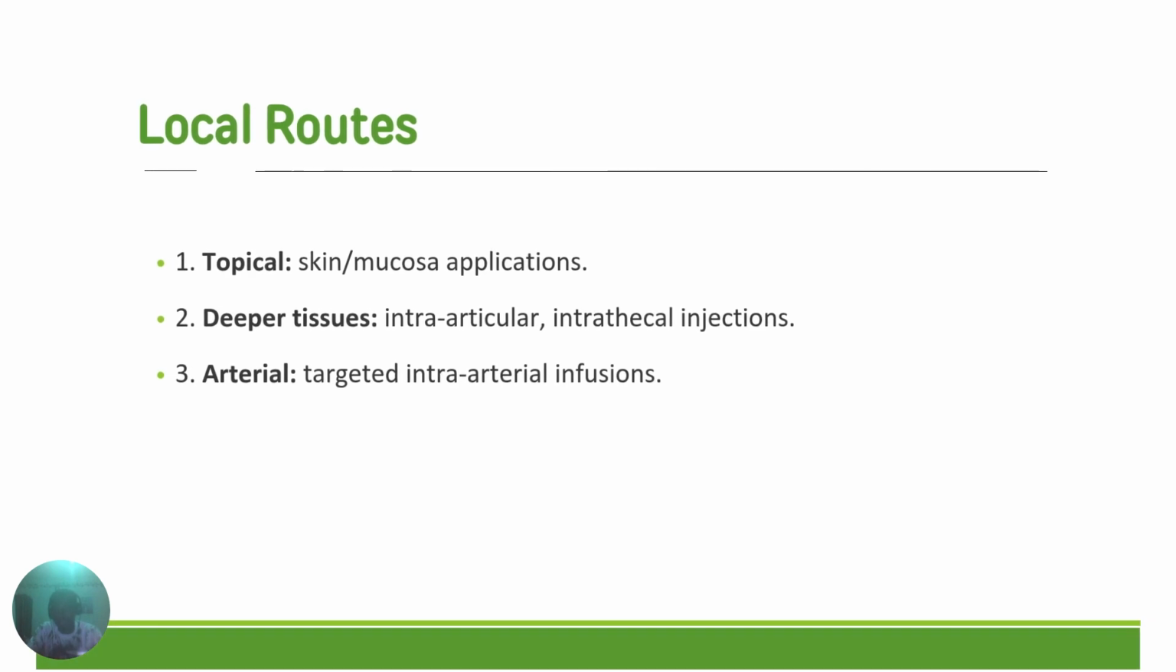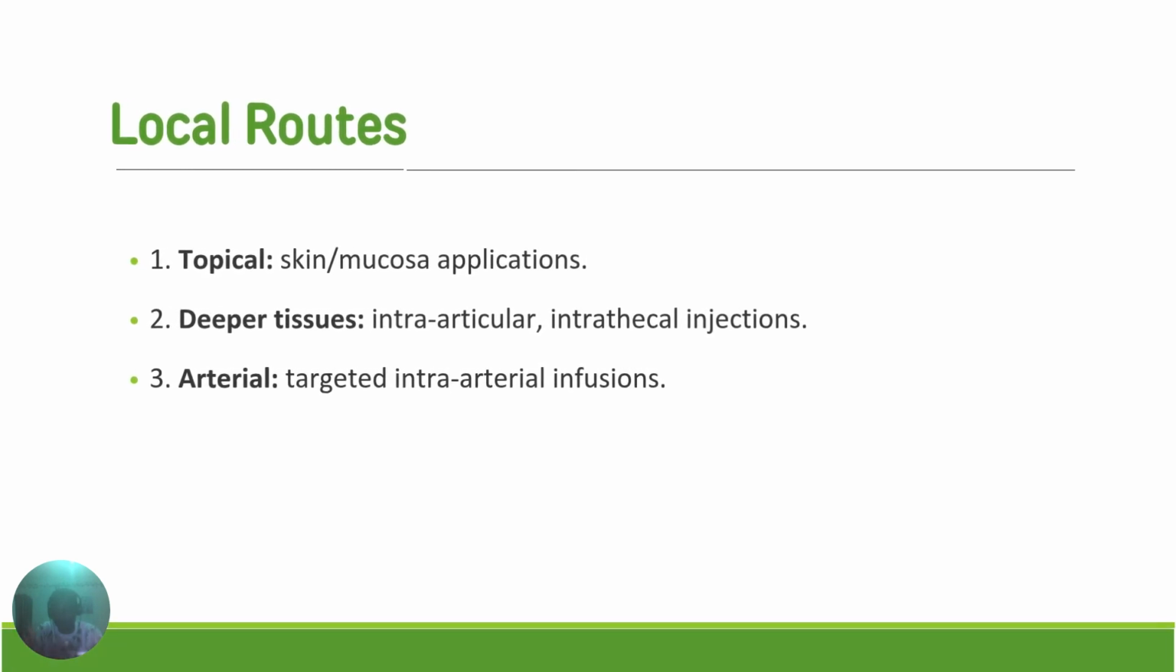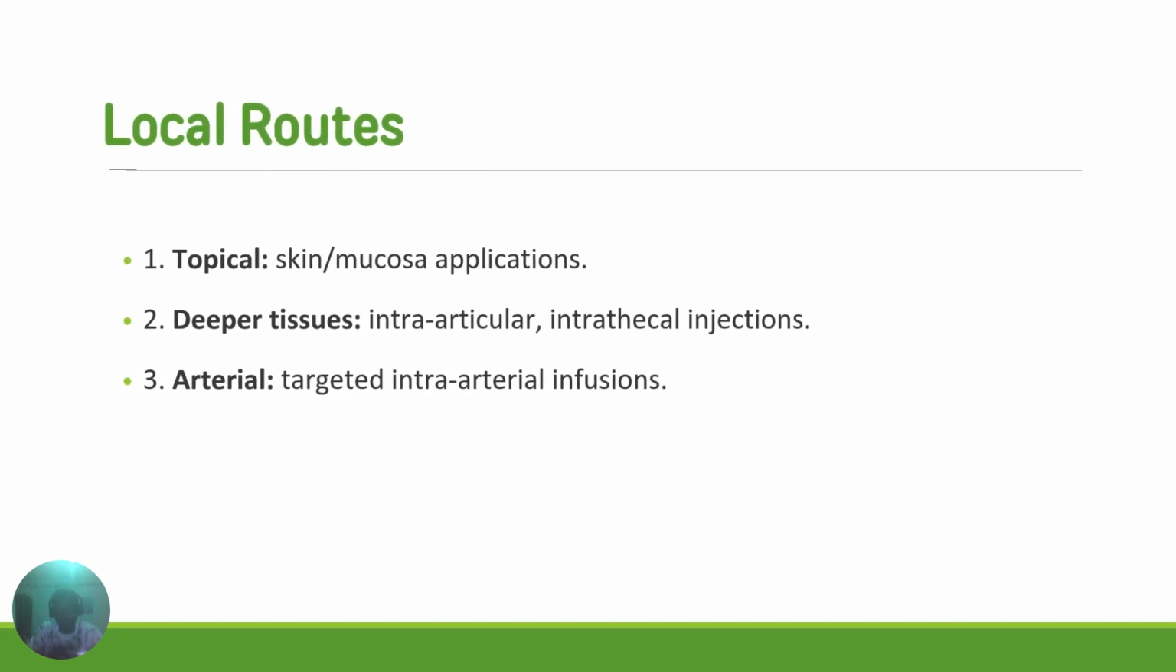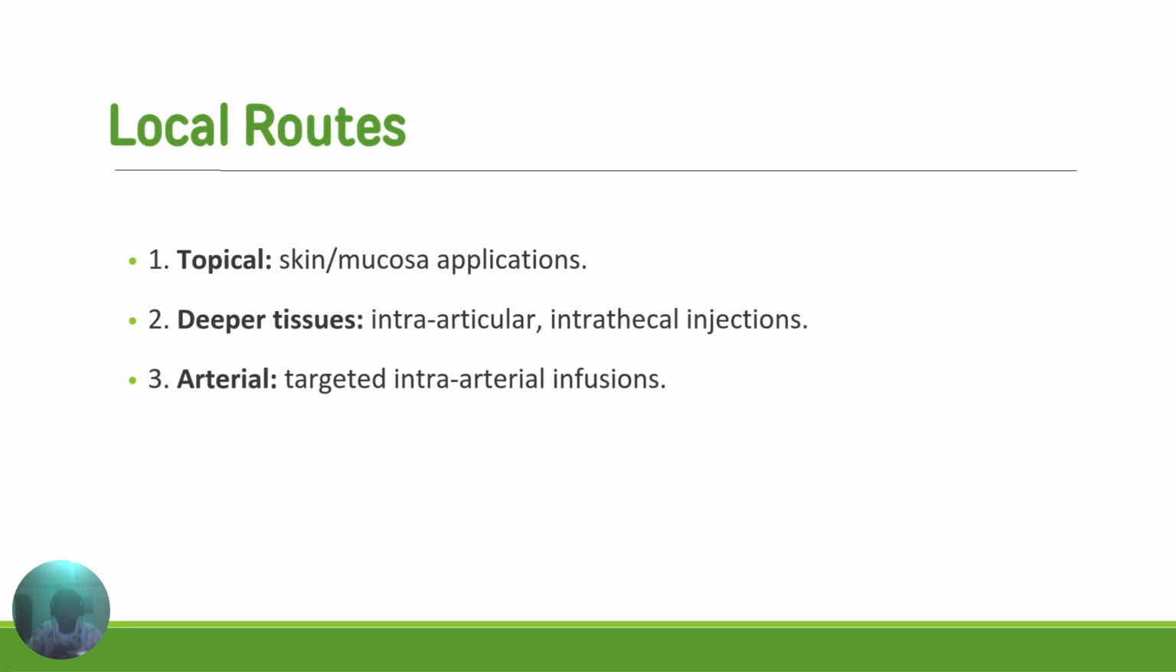We're going to go a little bit deeper into the local routes. Local routes can be topical, whereby the drug is applied on skin or mucosa. They can also be deeper tissues, like intra-articular, between the bones or joints, and then we have the intrathecal, inside the spinal cord. And then it can also be directly into the arteries, the intra-arterial infusions.